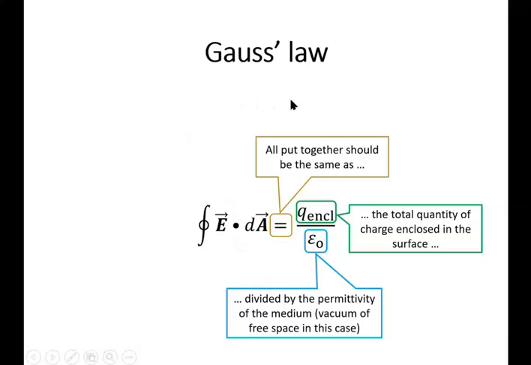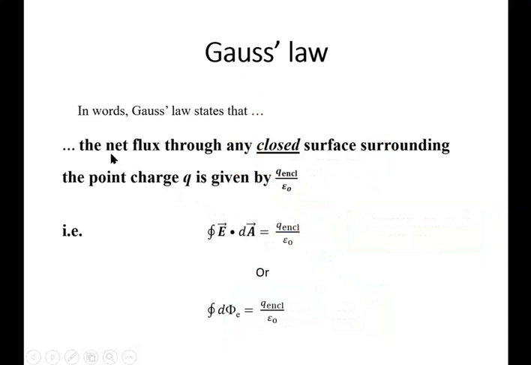So that's all about Gauss law. In words, the net flux through any closed surface surrounding a point charge Q is given by the charge enclosed in the surface divided by epsilon naught. This letter is a Greek letter called epsilon. Epsilon naught means the permittivity of free space, that is, the permittivity of a vacuum. Permittivity is a property of a medium. Okay, so I've restated it again.